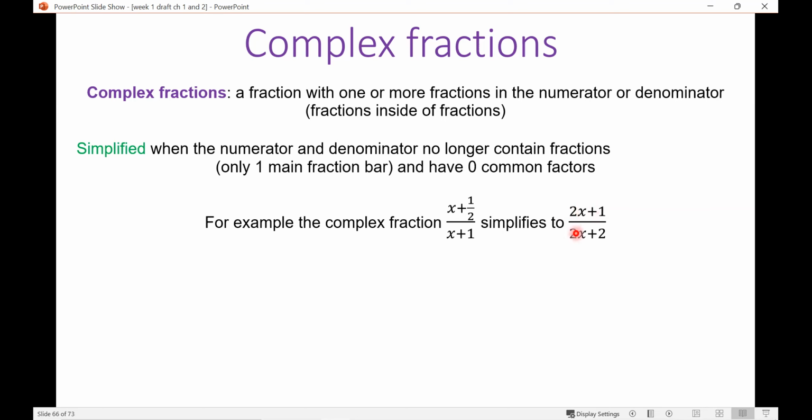And so for that reason, we cannot cancel a factor of 2 out of the numerator and the denominator because the numerator does not contain a factor of 2. Its term contains a factor of 2, but not the other term.